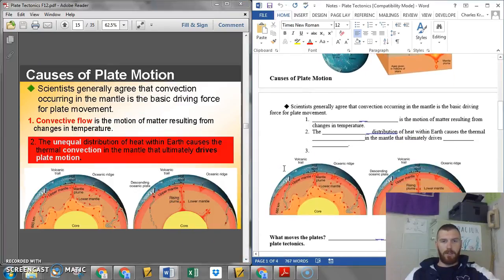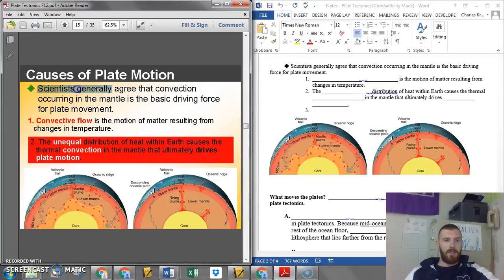Let's talk about some of the causes of plate motion here. So scientists generally agree that convection occurring in the mantle is the basic driving force for plate movement. Convection flow is the motion of matter resulting from changes in temperature. So the unequal distribution of heat within the Earth causes this thermal convection in the mantle and ultimately drives plate motion. And I showed you guys an example of convection currents, and we talked about convection currents in the previous unit.